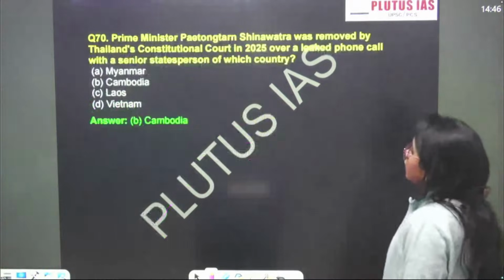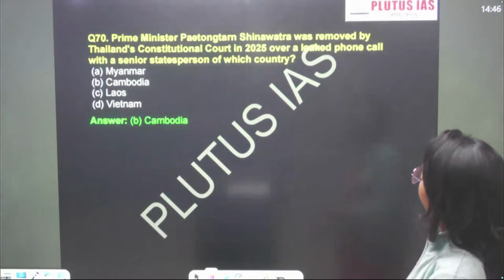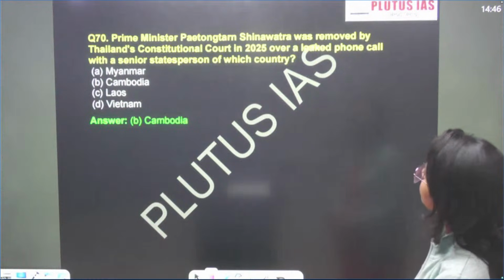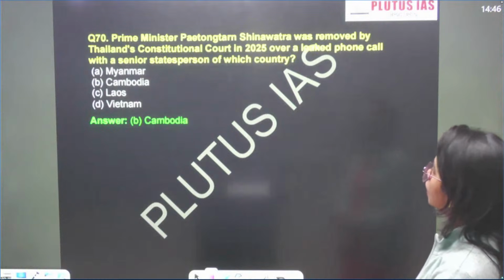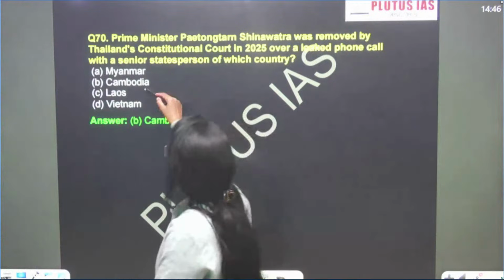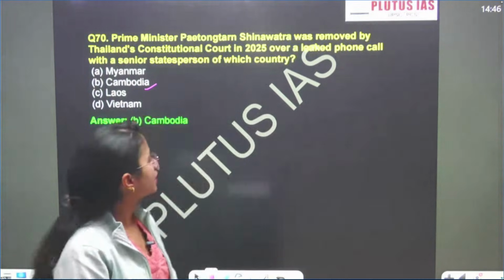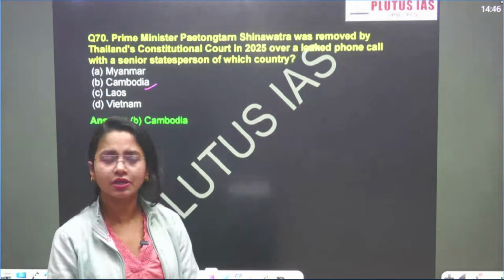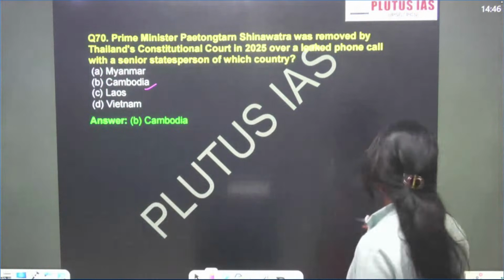The second thing is that Prime Minister Paetongtarn Shinawatra was removed by Thailand's constitutional court in 2025 over a leaked phone call with a senior statesperson of which country? Yes, this is one of the questions which you can say is a little bit difficult, because you need to recall a very specific thing for that. So yes, this was something. आपने इसमें कौन से question is very easy to do? This is something I would say a little difficult.